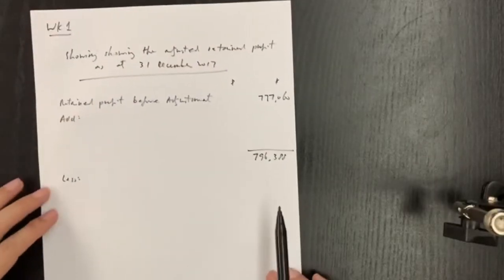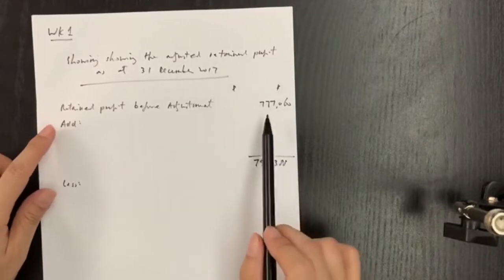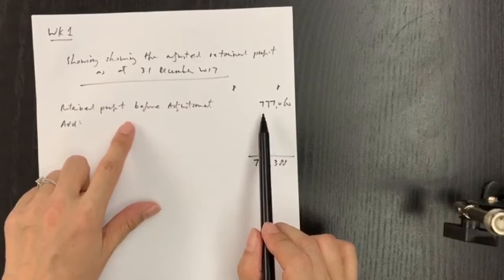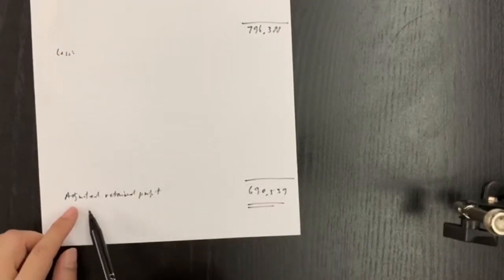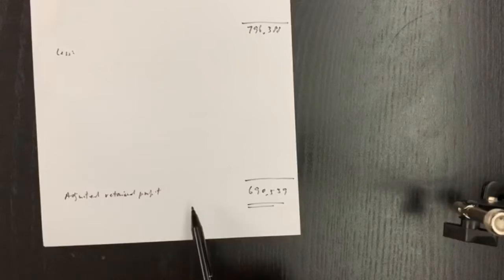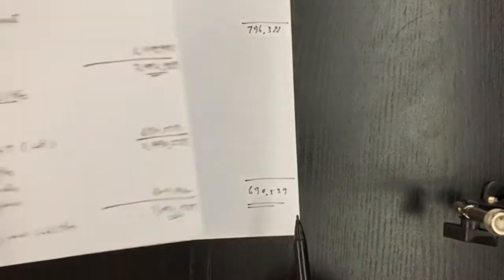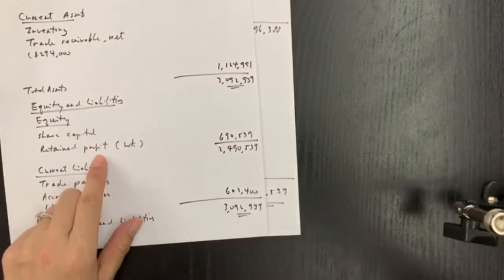Here are the workings to show the adjusted retained profits. We start with this closing retained profits from the trial balance, before adjustments and after adjustments. Okay, we will get this adjusted retained profit. So you will see this 690,539 will be the one for this adjusted retained profits.